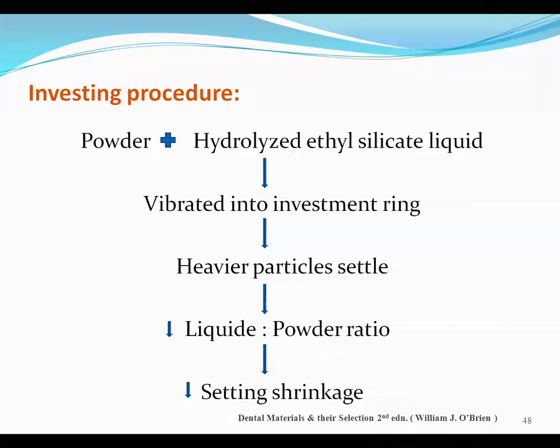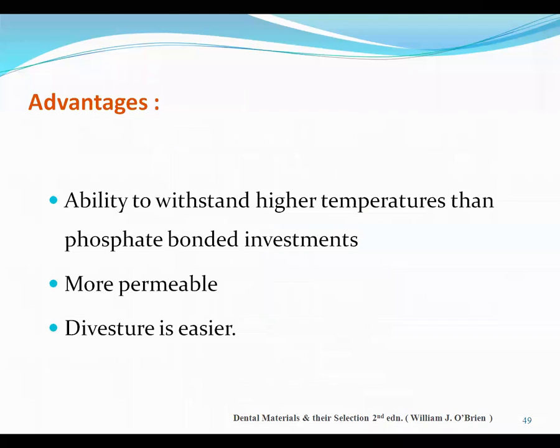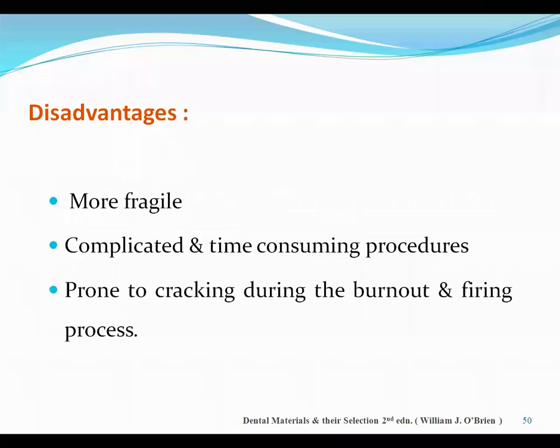So the heavier particles settle down, and the liquid comes out of that product, and there will be setting shrinkage. Advantages: ability to withstand higher temperature than the phosphate bonded material. The silicate bonded investment material is more permeable, and divesting is easier compared to the phosphate bonded material. The disadvantages of this material are that it is more fragile, a complicated and time consuming procedure, and prone to cracking during the burnout and firing process.